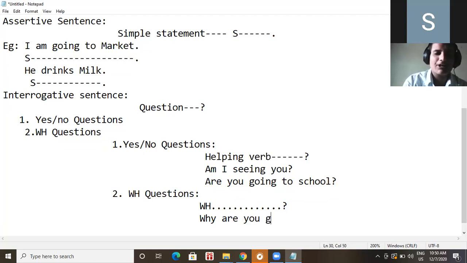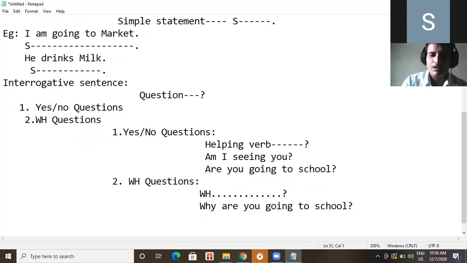For example, we have to take: Why are you going to school? This is one example. And we can say the next one like: When do you go to market?